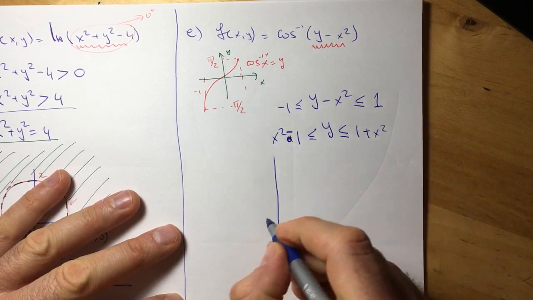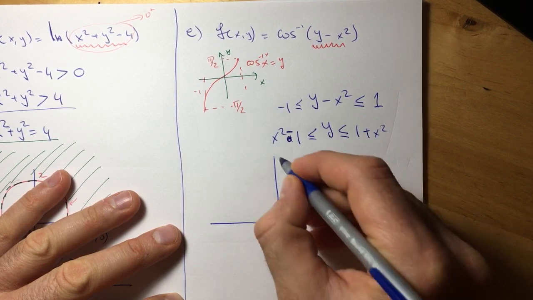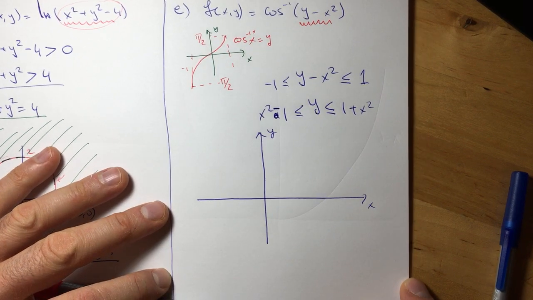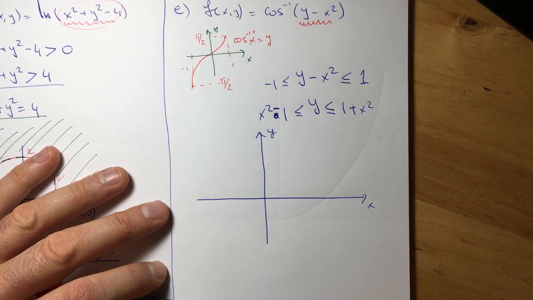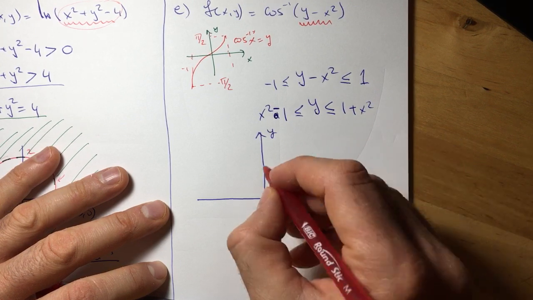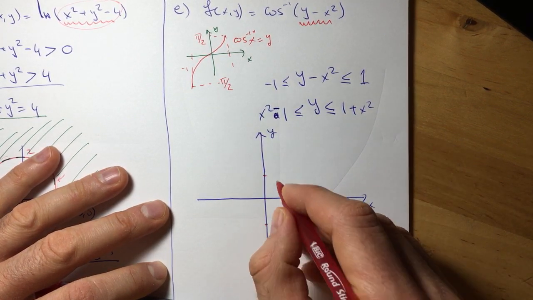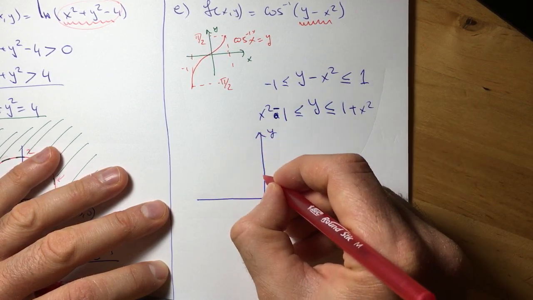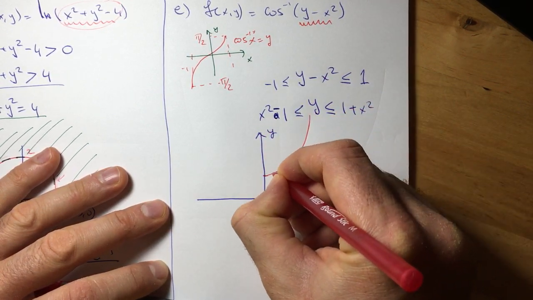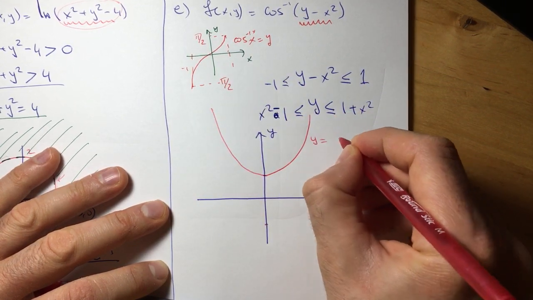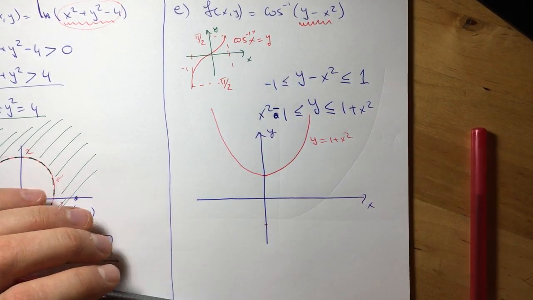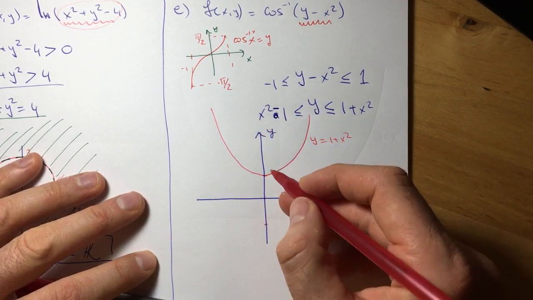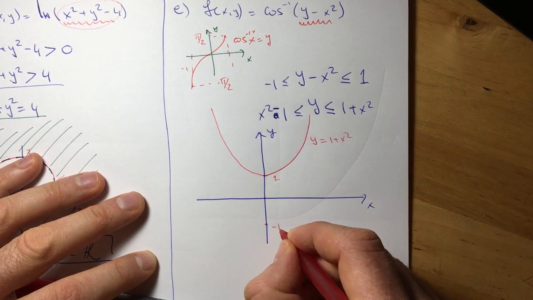Okay, so again, the domain is spread out through the xy plane. So first, 1 plus x squared is what? It is the parabola of x squared just shifted 1 unit up. This is y is equal to 1 plus x squared, and x squared minus 1 is the parabola x squared shifted 1 unit down. So this is -1.